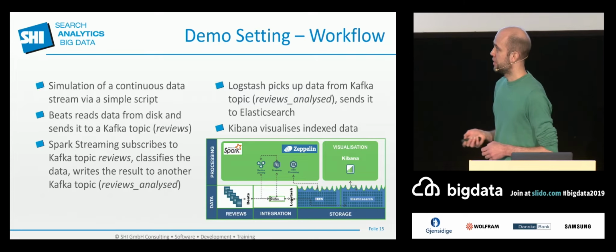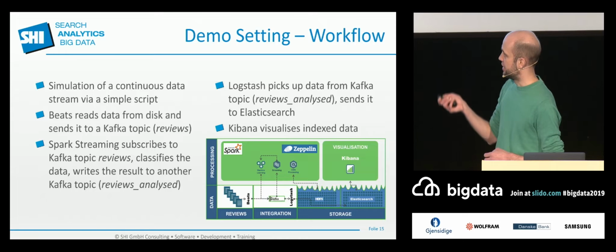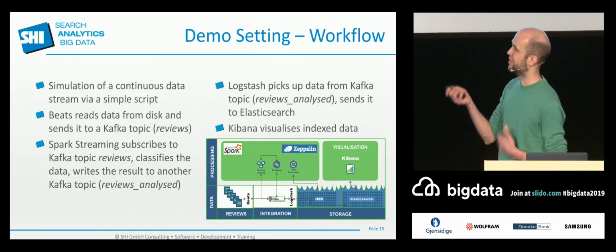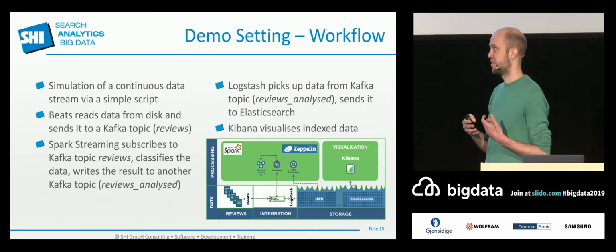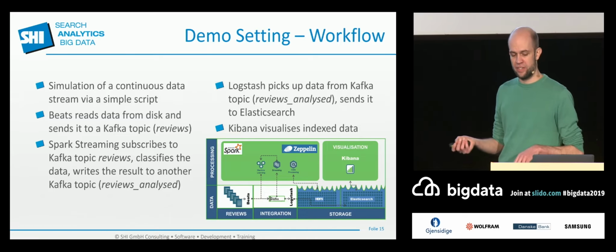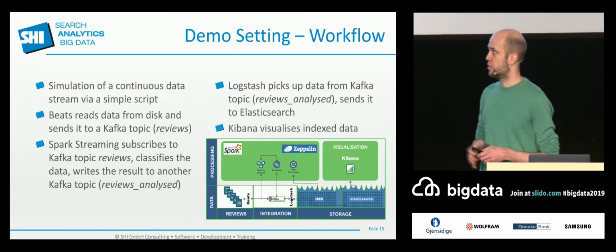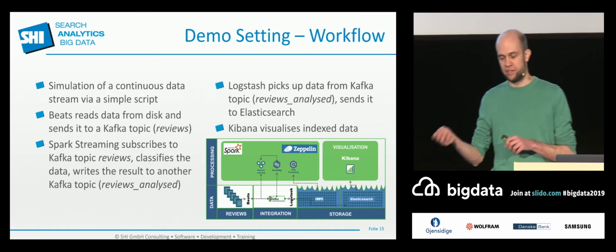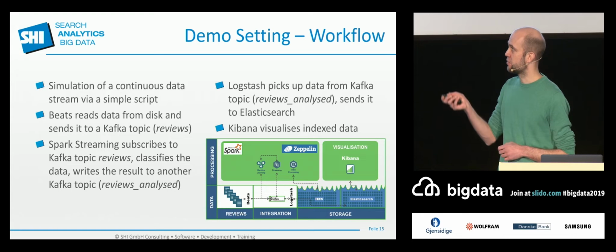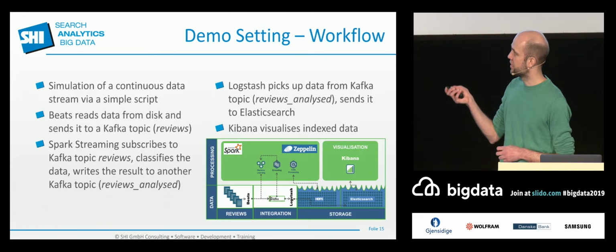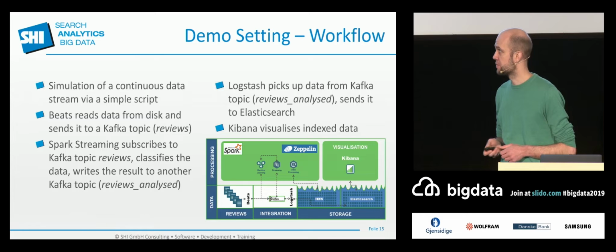The workflow now is just what we've seen here. So we have, in that case, a simple script which pretends that reviews are written on the fly, and the script just copies the reviews from one file to another file, and then reads this file from my local file system and pushes it to Kafka to a topic named reviews.